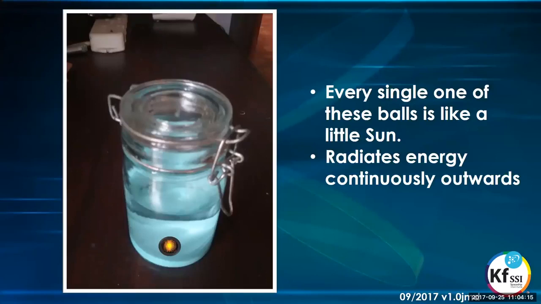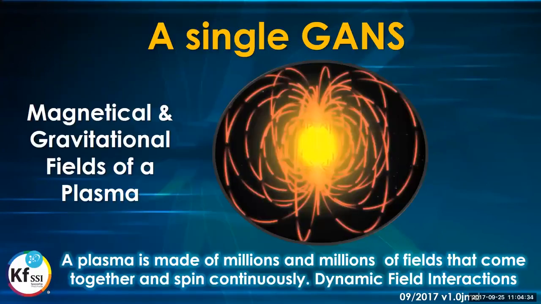And if you view these little GaNS as tiny little magnets, as we showed in the beginning video, as round three-dimensional, that's essentially what each one of those little GaNS plasmas that we make is. The single GaNS has both magnetic and gravitational fields, because the fields are flowing out and the fields are coming back in. Each one of these is made of millions and millions of fields that come together and spin continuously, creating a dynamic field interaction. So that's what our little GaNS are that we make in our bottles. And each one is radiating continuously.